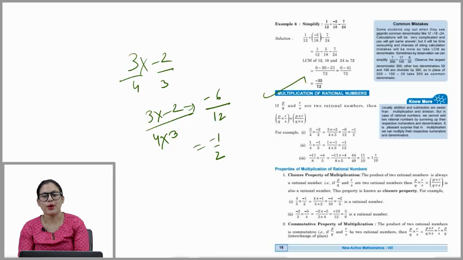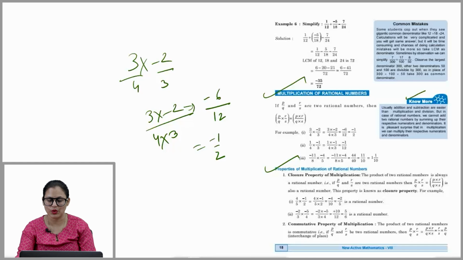Okay. Properties of multiplication of rational numbers. But before reading properties of multiplication of rational numbers, let's know more. Usually addition and subtraction are easier than multiplication and division, but in case of rational numbers, we cannot add two rational numbers by summing up their respective numerators and denominators. It is a pleasant surprise that in multiplication we can multiply their respective numerators and denominators, right?